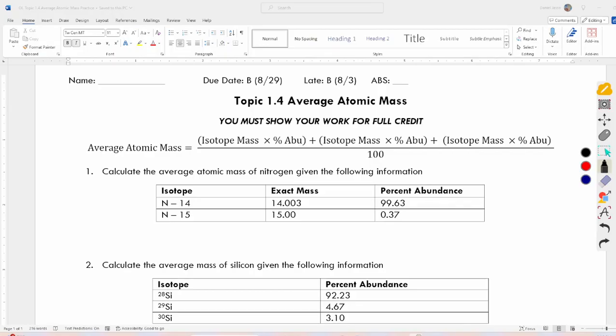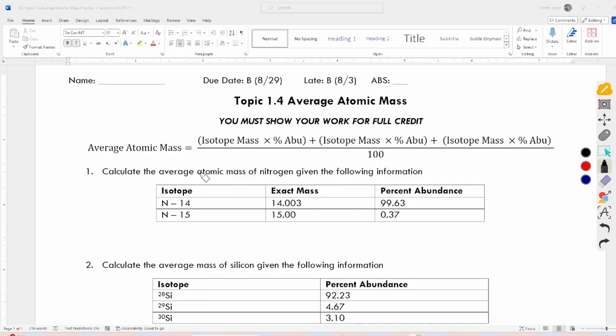I am making this video just in case you forgot how to do average atomic mass. Hopefully, this extra practice will help you. So, this is topic 1.4, and up here we have our equation. It's ready to go. I'm just going to jump right into it. I'm not going to do every problem for you, but I'll do at least a few so you can follow along. So first off, it's real straightforward.